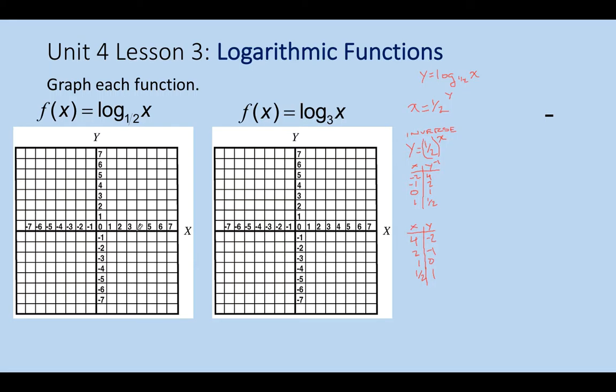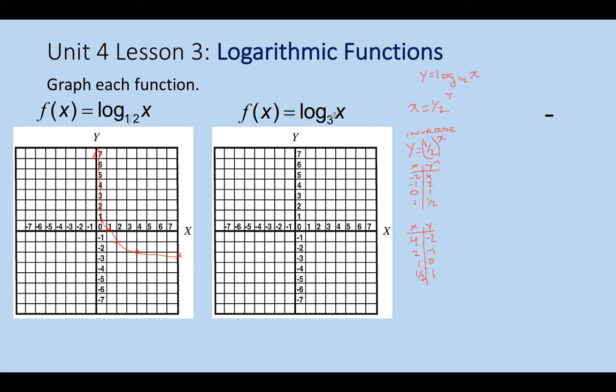I get 4, -2, 2, -1, 1, 0, and then 1/2, 1. And hopefully you can see how this gets put together. And my asymptote is the y-axis this time. And I go down like that.